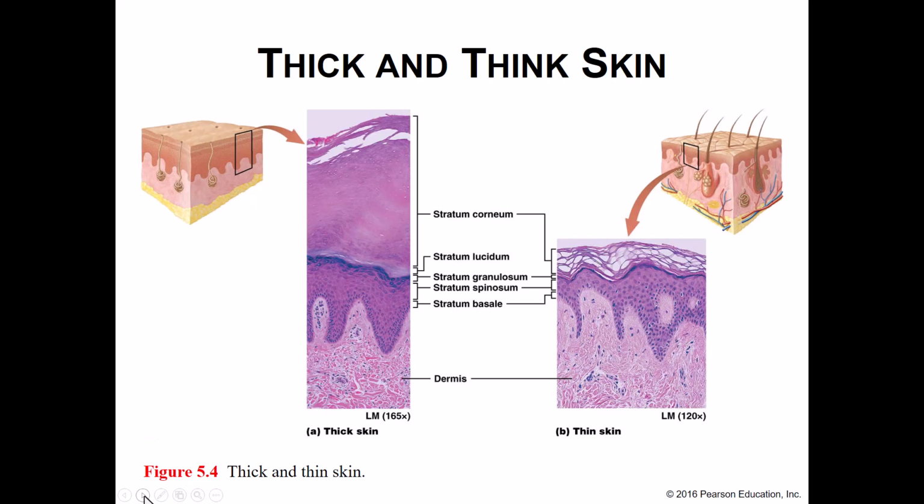And so here is a comparison of our thick skin and our thin skin. So again, stratum corneum is much thicker in our thick skin than in the thin skin. Have the extra stratum lucidum in our thick skin versus the thin skin. So here is a comparison between thick and thin and how they vary.